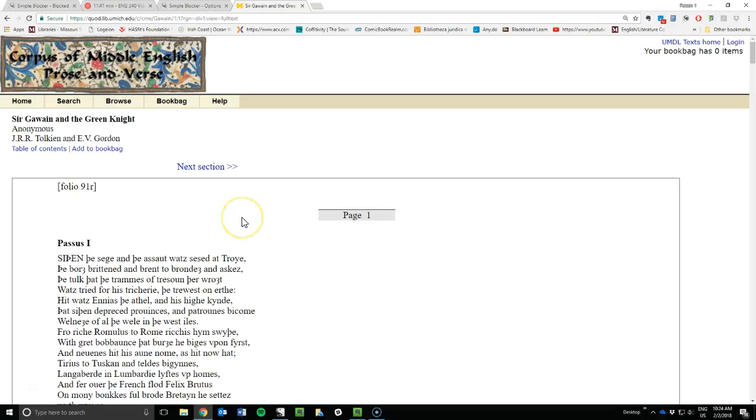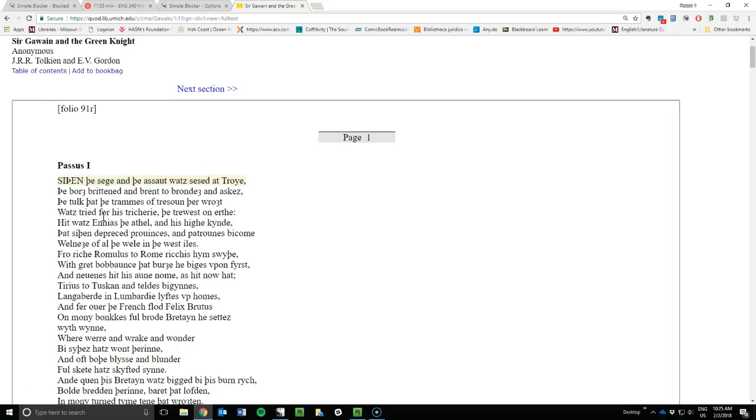We are looking here at a website at the University of Michigan, which also hosts the Middle English Dictionary and the Corpus of Middle English Prose and Verse. This is the critical edition of Sir Gawain and the Green Knight that was actually produced by J.R.R. Tolkien and E.V. Gordon. So this is how the poem begins. Why don't you look along with your Norton and compare it?